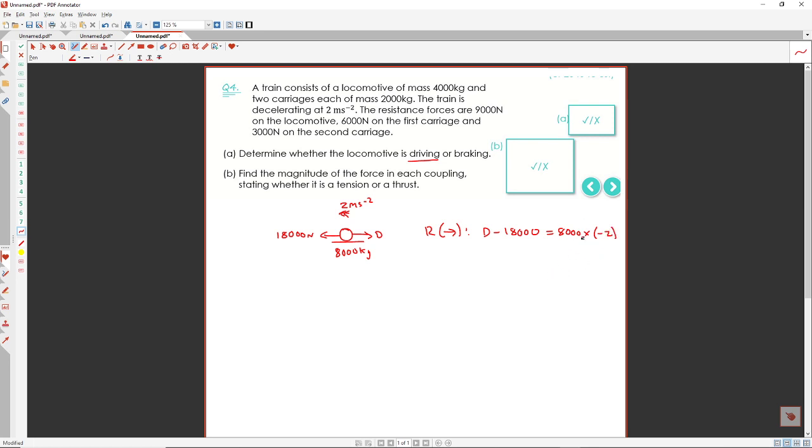So I've got -16,000 here. When I move the 18,000 over to the other side, that will give me 2,000 newtons. Because this value is positive and I put it as an arrow going forward, that means that's a driving force.